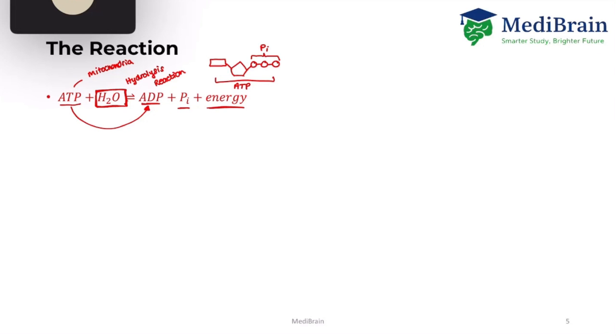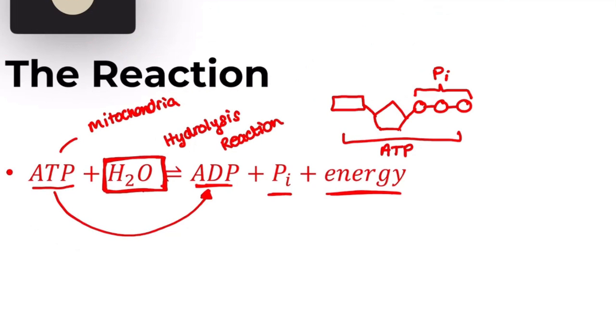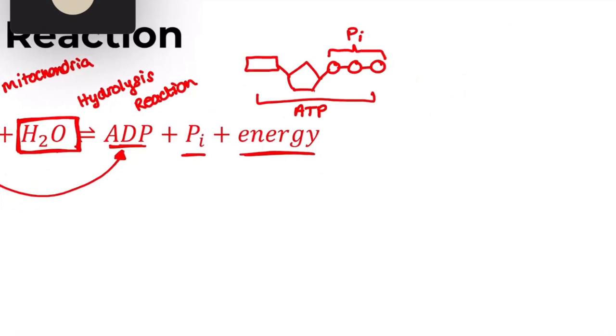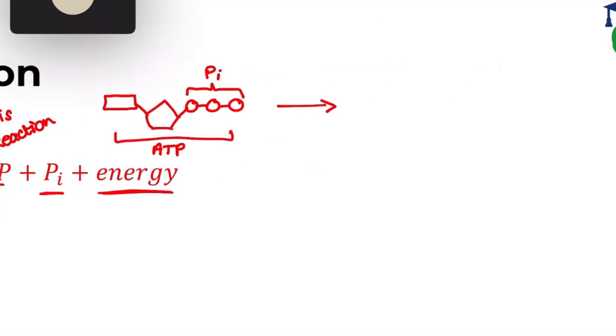Water will break one of the inorganic phosphates. Out of these three phosphates, one of the inorganic phosphates will break, and that will produce the energy that is required for that process to occur. Now, when that phosphate is broken, we don't have three phosphates anymore, do we? We would only have two phosphates. So this would turn into two phosphates.